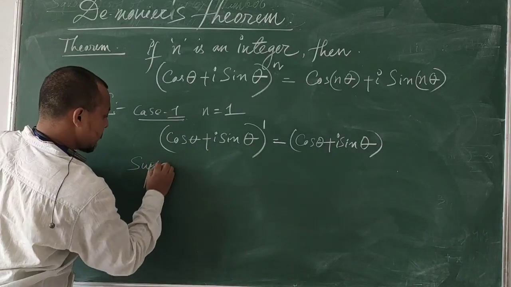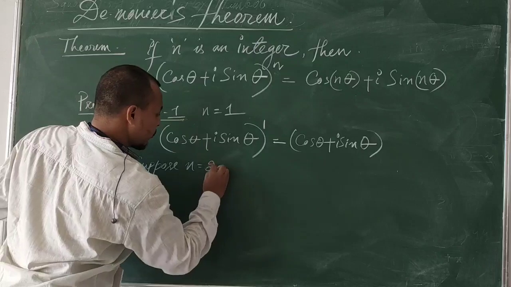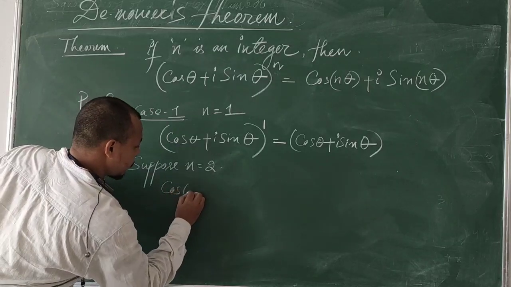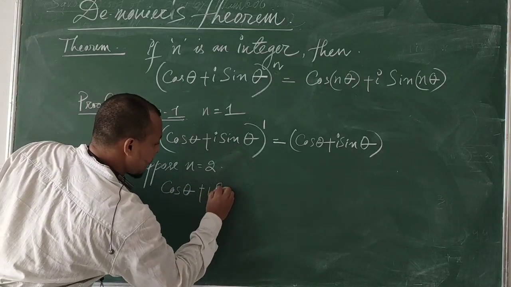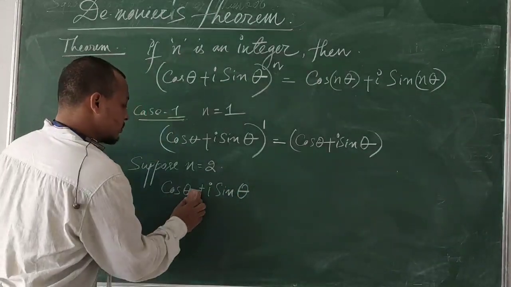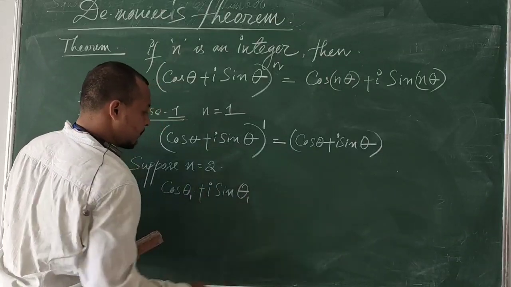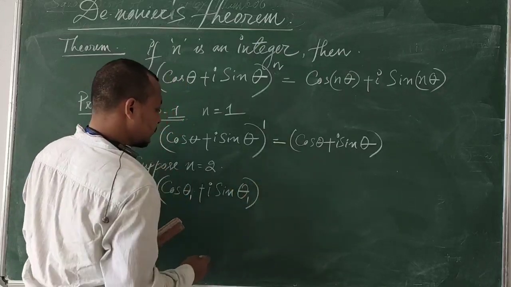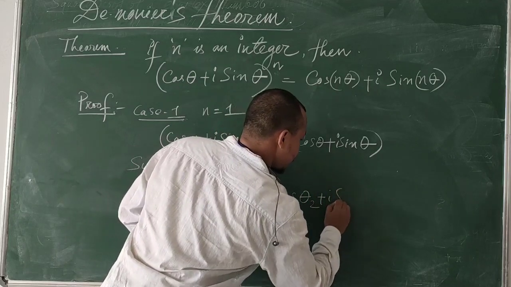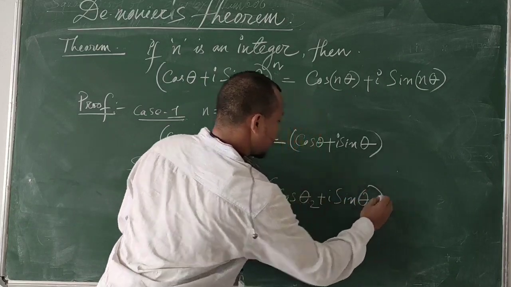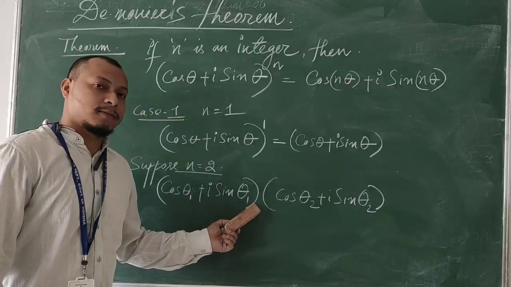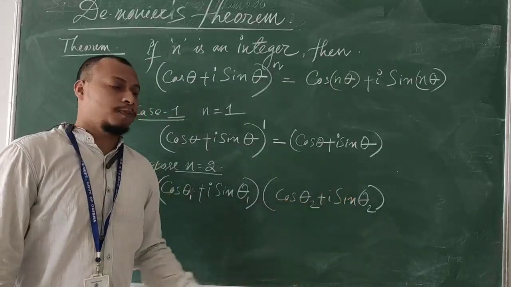Suppose n is equal to 2. Suppose you take n is equal to 2, then you will see what you get. Cos theta plus i sin theta. Just think about this: if I take this as theta 1 and this as theta 2. I will prove for n is equal to 2, but here I am taking different angles, theta 1 and theta 2.